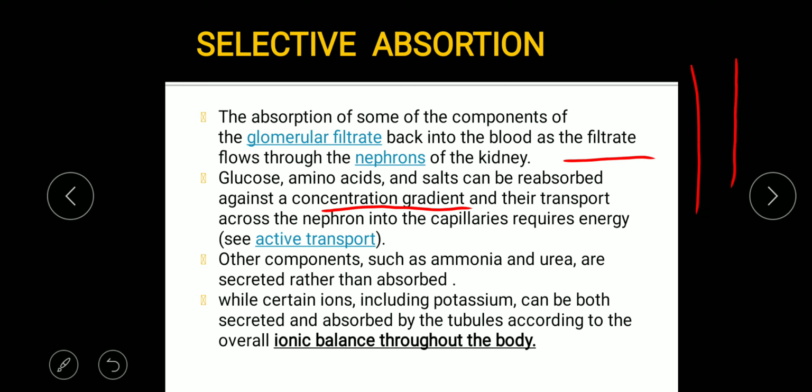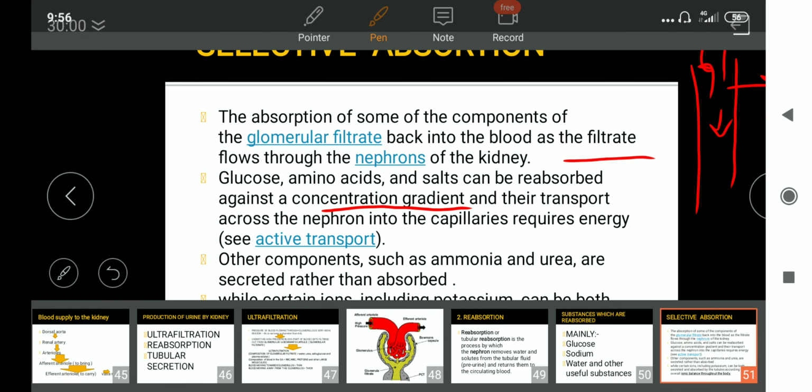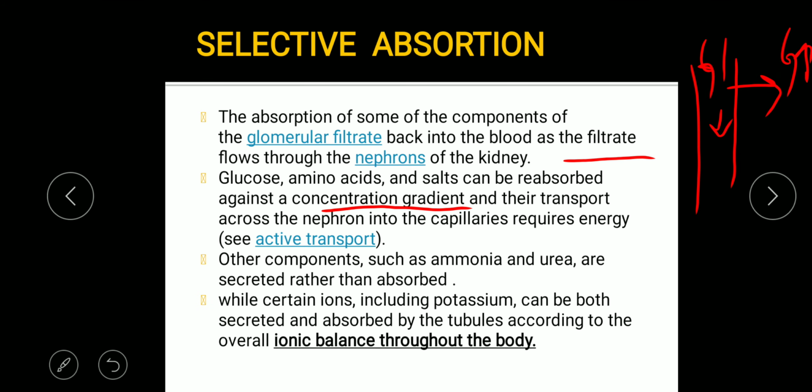The concentration of glucose is low in the pre-urine, while in the circulating fluid the glucose level is high, but still the glucose will be reabsorbed, and it is done against the concentration gradient. According to the physical law of diffusion, substances move from higher concentration towards lower concentration, but here the substance is moving from lower concentration towards higher concentration.